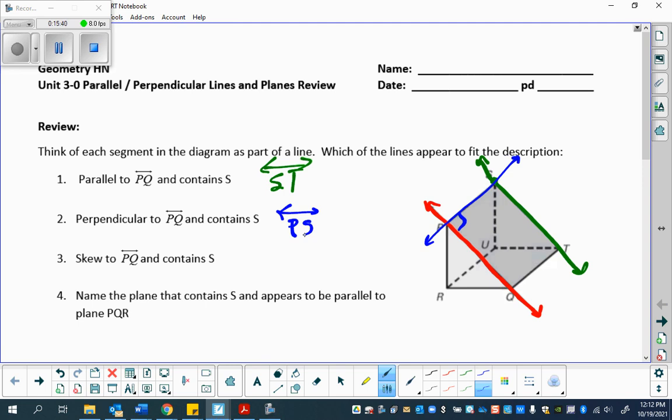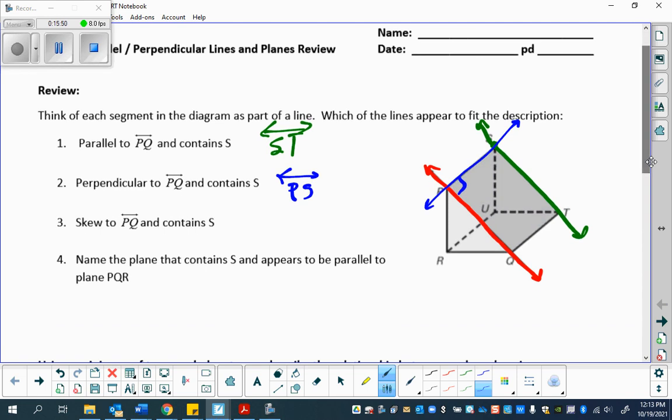See the question, Christian? SQ is the same, right? Yes, SP or PS are the same line. Our reflexive property tells us that.